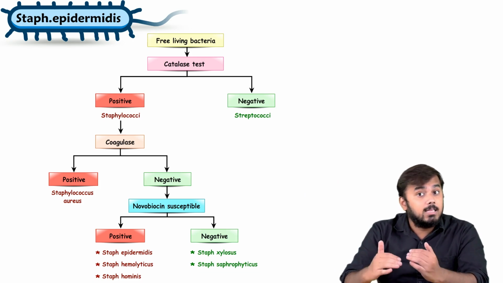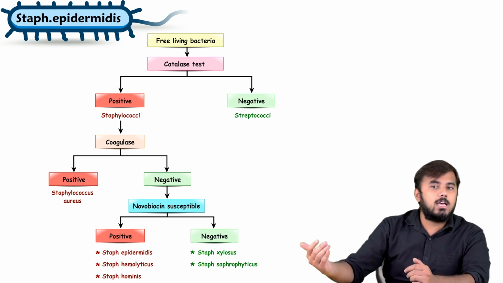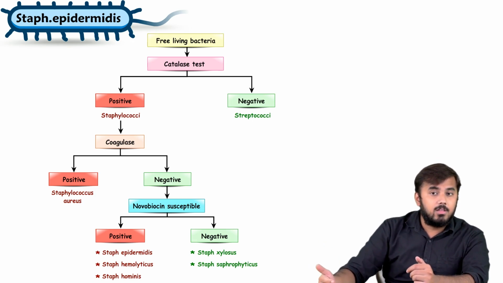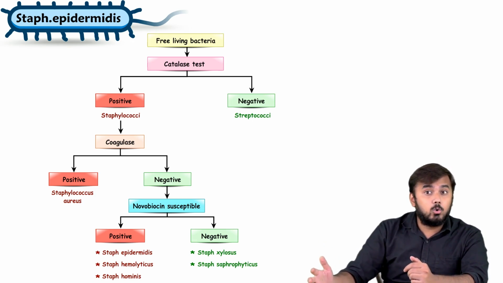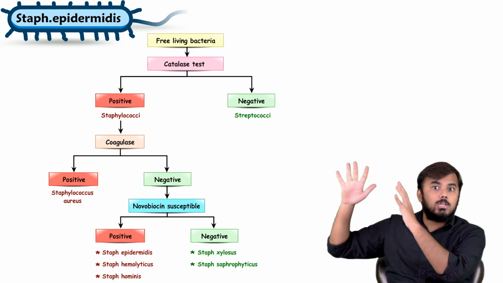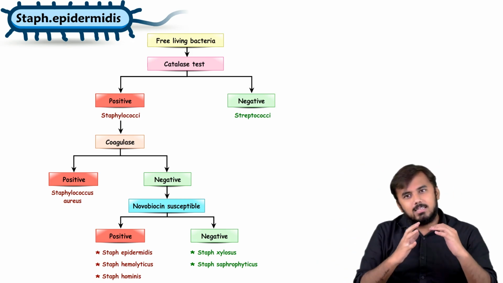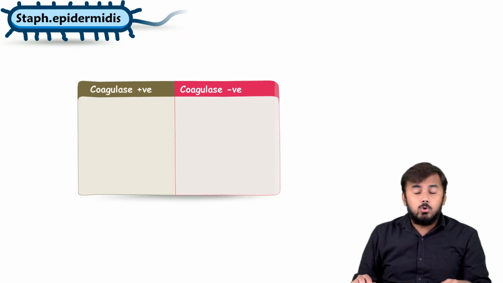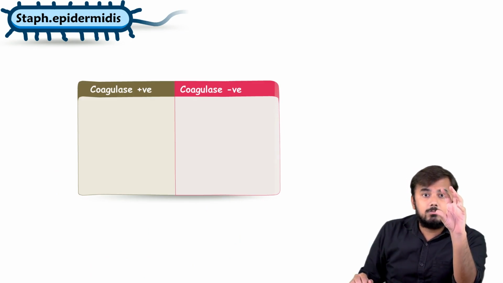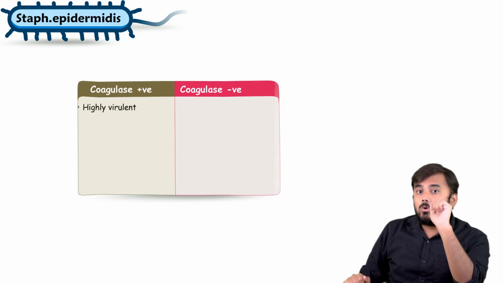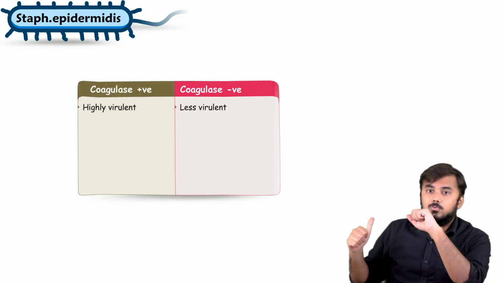How? Can you prove it to me? Yes, when you watch my next lecture on staph saprophyticus and staph aureus, then you will get to know how dangerous those are and how less virulent and less dangerous staph epidermidis is. So, coagulase positive organisms are more virulent, coagulase negative organisms are less virulent.